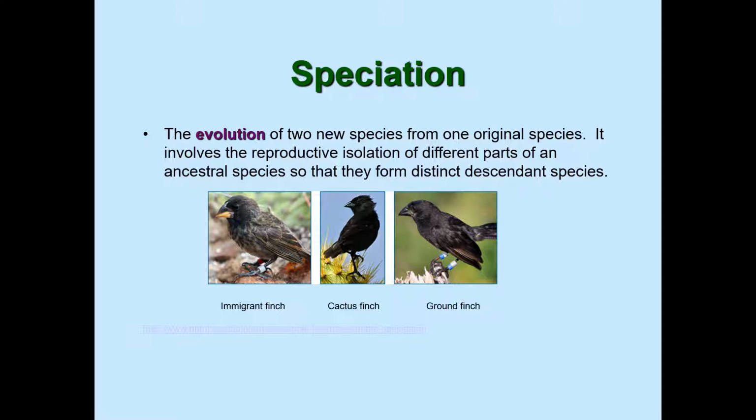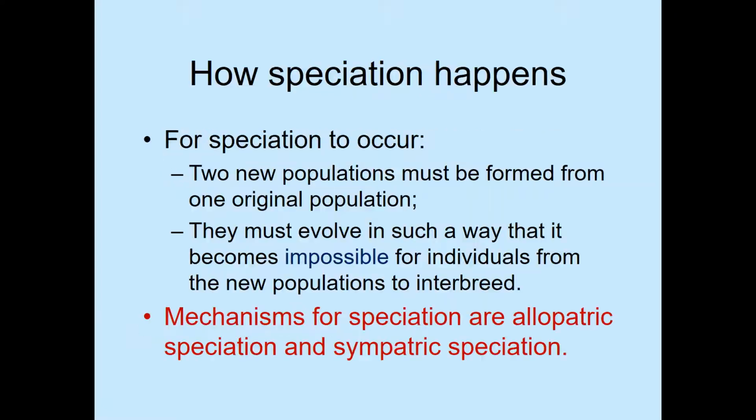Now, speciation. Speciation is just the evolution of two new species from one original species. Okay. So it involves reproductive isolation of different parts of an ancestral species so that they form two distinct species. So the immigrant finch here, it actually speciated itself into two different species, the cactus finch and the ground finch. Okay. And so there's a little film right here. There's a film link that would be good for you to look at a later time. I'll let you look at that though.